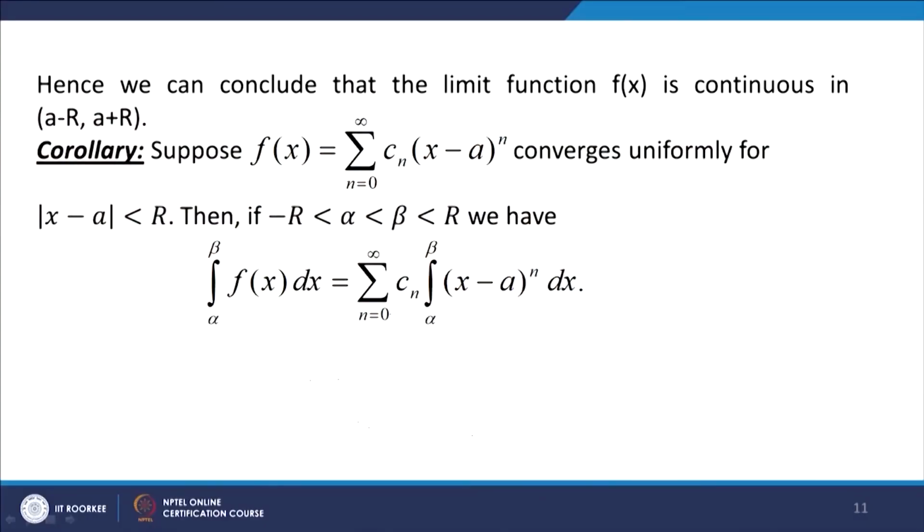This we know again from the theory of functions of a real variable, that if we have an infinite series which converges uniformly over a closed interval I, and the sum function is f x, then integral over I f x dx is equal to sigma n equal to 0 to infinity integral over I of the nth term of the series. So, here integral over alpha beta f x dx will be sigma n equal to 0 to infinity Cn integral over alpha to beta x minus a to the power n dx.